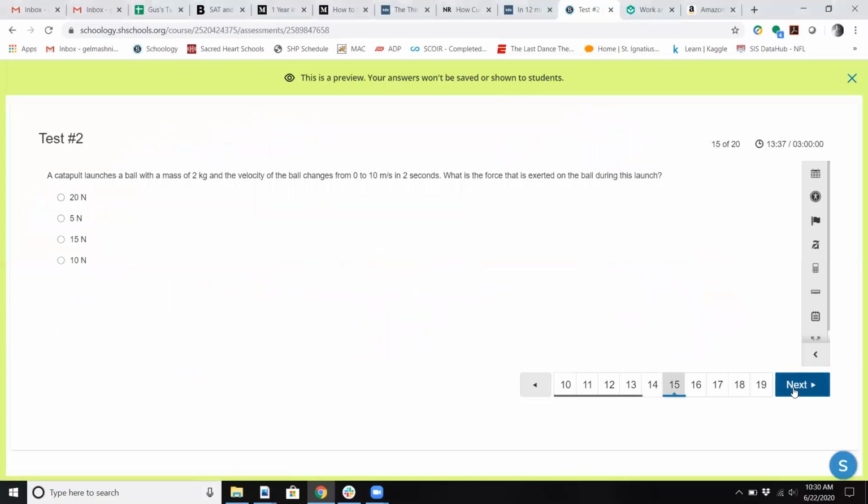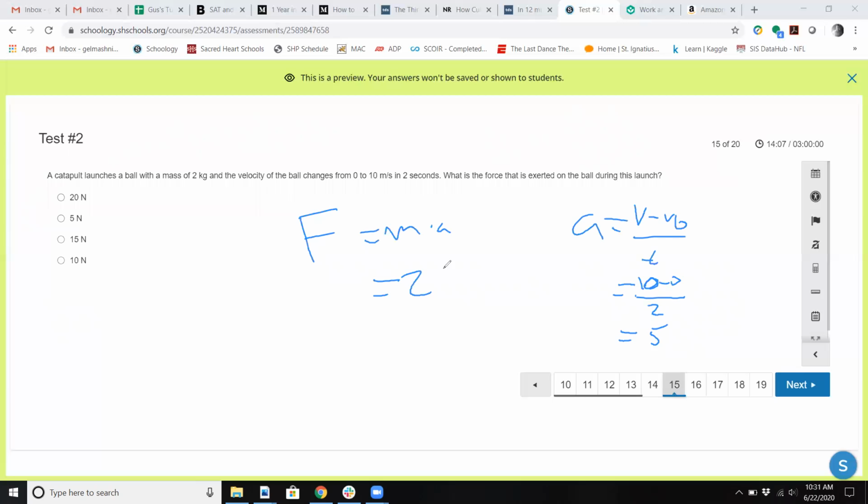15. Now remember, we want the force exerted on the ball during this launch. We're assuming it's not at an angle, so don't worry about that, because I didn't say anything about an angle. Just force equals ma, right? Your mass is 2. And remember, acceleration is your change of velocity over time. Your change of velocity is 10 minus 0, over 2. So you get 5, and so you get 10 newtons. That's what the answer is going to be, the last choice there.